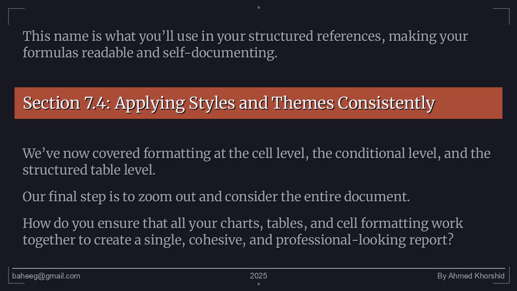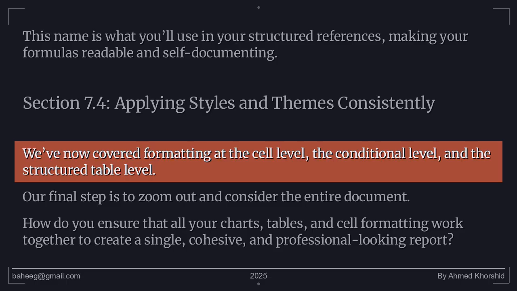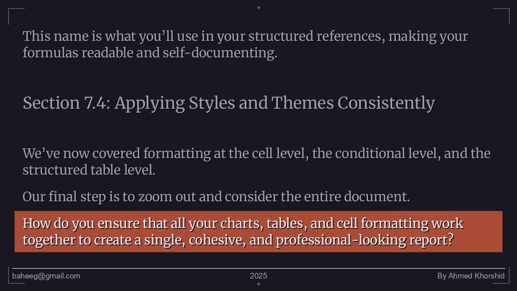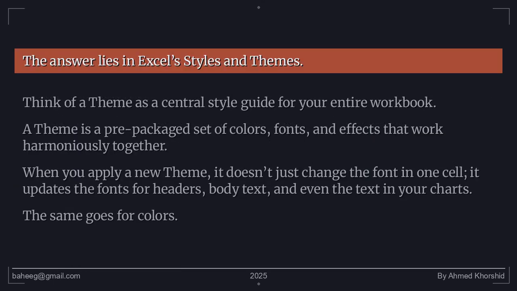Section 7.4, Applying Styles and Themes Consistently. We've now covered formatting at the cell level, the conditional level, and the structured table level. Our final step is to zoom out and consider the entire document. How do you ensure that all your charts, tables, and cell formatting work together to create a single, cohesive, and professional-looking report? The answer lies in Excel's styles and themes.